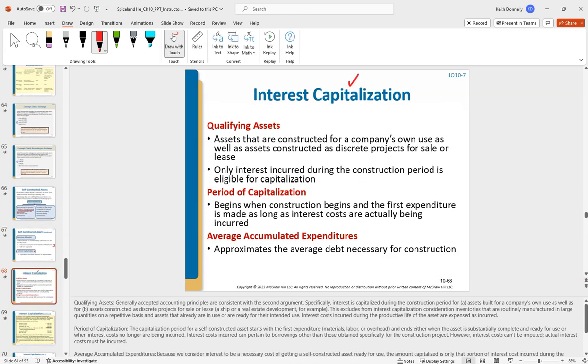With regard to the argument to capitalize it, you have to have the right type of asset, so assets that are constructed for the company's own use. One of the things here is that only the interest incurred during the construction period is eligible for capitalization. Essentially, the period is going to begin when the construction begins and the first expenditure is made. And then in this framework we're going to use the average accumulated expenditures, which is going to approximate the average debt necessary for the construction.